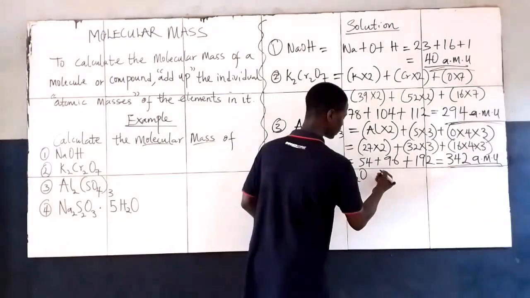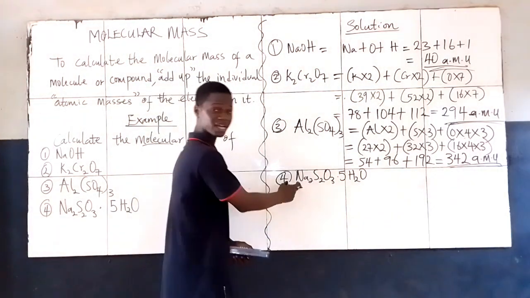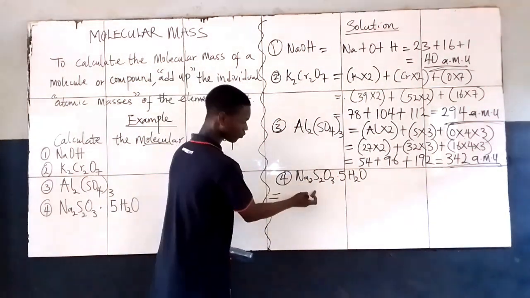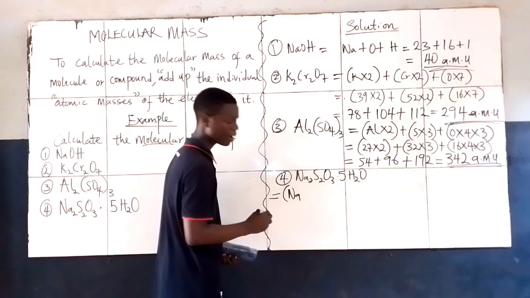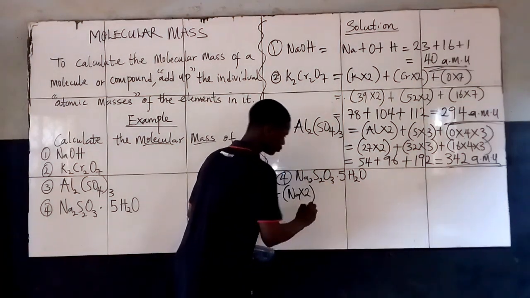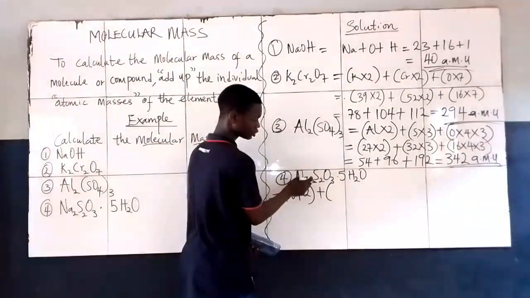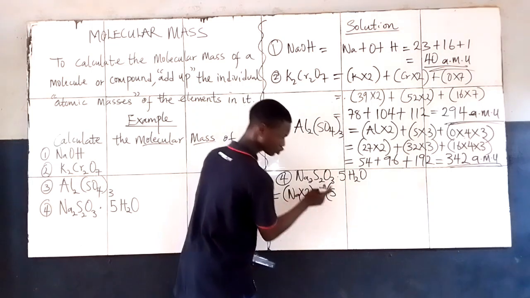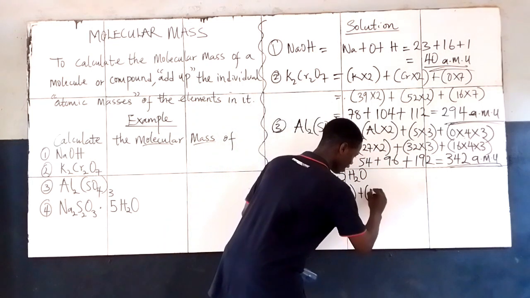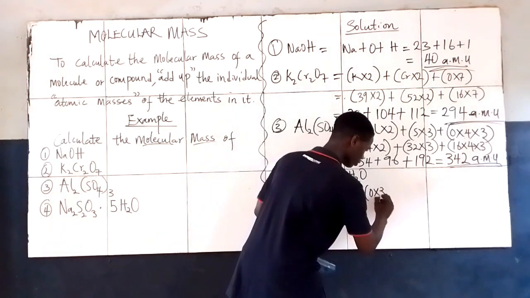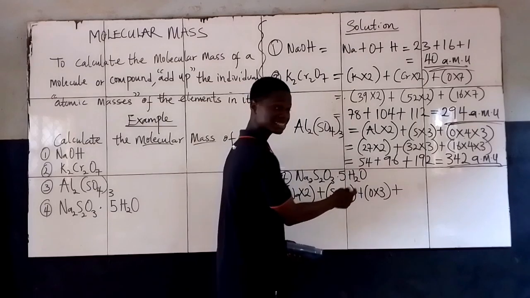So let's expand this guy. Let me just do it under here so it won't congest it. How many atoms of sodium do we have? 2 atoms of what? Sodium. So we say the first element is sodium. How many atoms of it? 2. Plus, because everything is what? Addition. What's the next element? Sulfur. How many atoms of it? 2 times 2. What's the next element? Oxygen. How many atoms of it? 3. Now, watch out here.